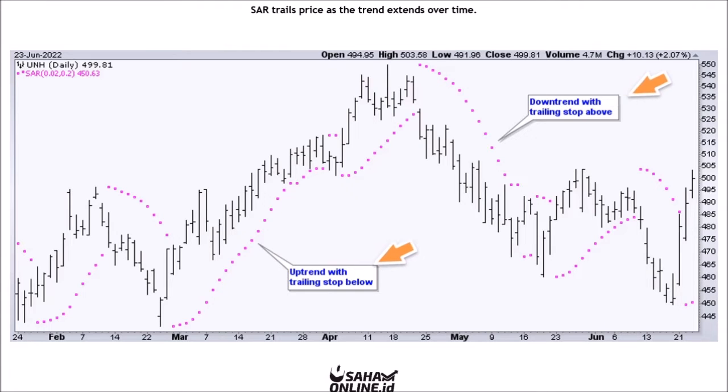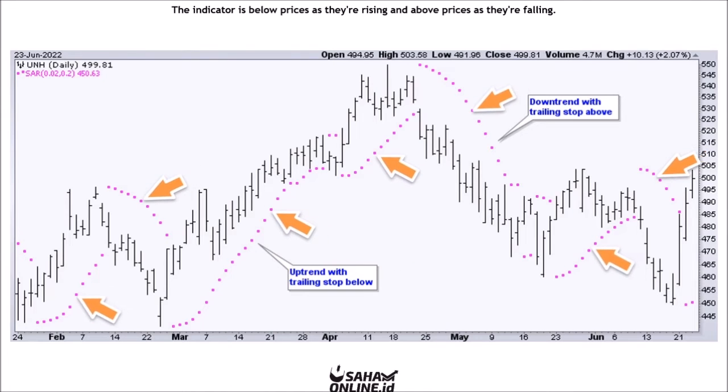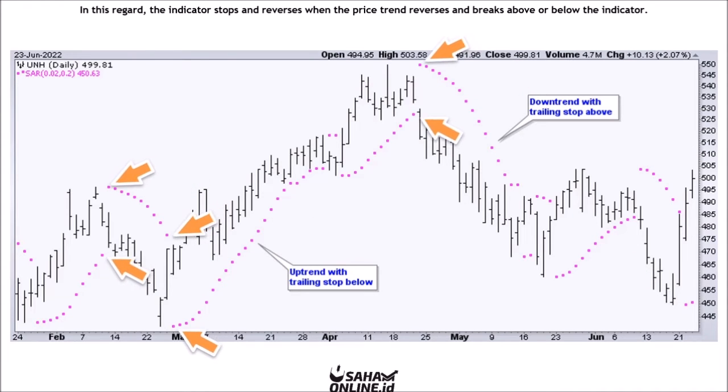SAR trails price as the trend extends over time. The indicator is below prices as they're rising and above prices as they're falling. In this regard, the indicator stops and reverses when the price trend reverses and breaks above or below the indicator.